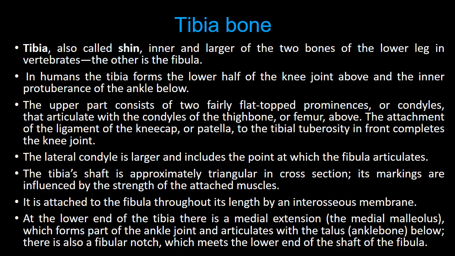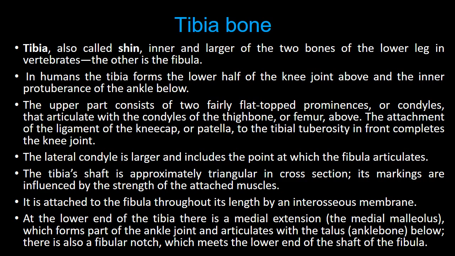In humans, the tibia forms the lower half of the knee joint above and the inner protuberance of the ankle below. The upper part consists of two fairly flat-topped prominences or condyles that articulate with the condyles of the thigh bone or femur above. The attachment of the ligament of the kneecap or patella to the tibial tuberosity in front completes the knee joint. The lateral condyle is larger and includes the point at which the fibula articulates.